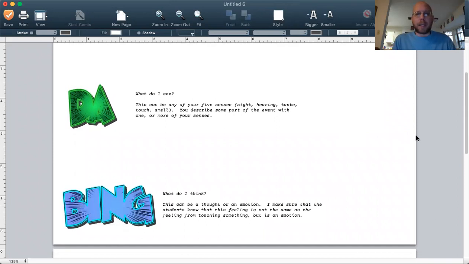The last part is your bing. And this is what do I think? Now, this can be either a thought or an emotion. Now, the one thing that I make sure that I tell my students is when they are talking about an emotion, oftentimes I'm like, well, what do you feel? This is not tactile. This is not what they touch, as the da is one of the five senses, I feel something hard. This is different. This is an emotion, something that you feel inside.